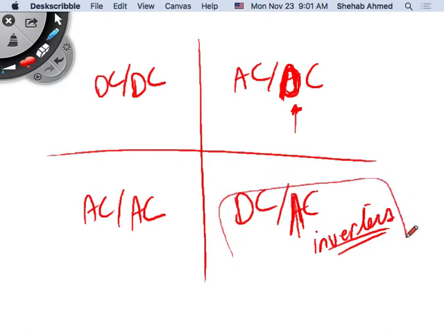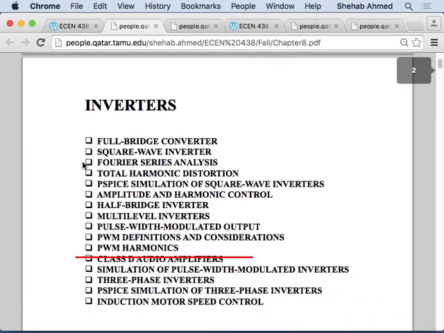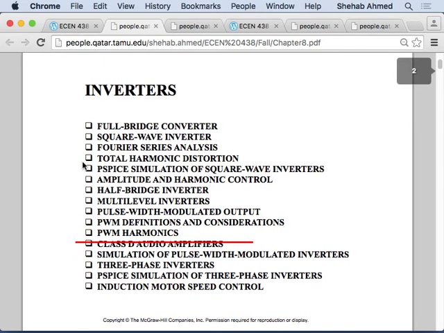We will be talking more about PWM, pulse width modulated DC to AC inverters in this section, in chapter 8. The objective is, of course, we would like to create as nice of a sine wave as possible.